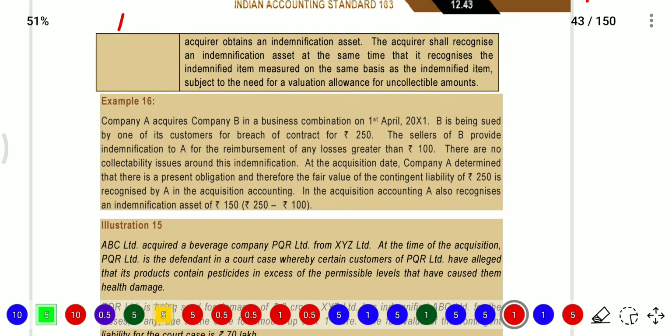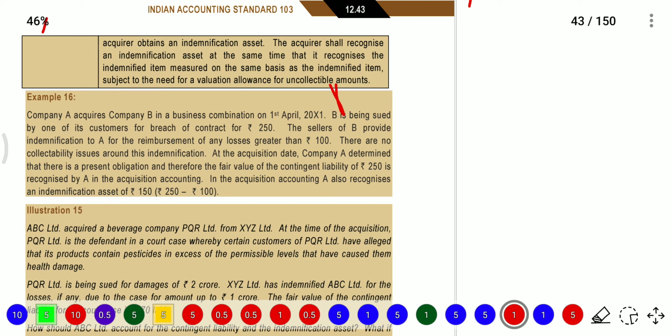Now example number 16, they provided one example. In example number 16 they are explaining about company A and company B. Company A acquired company B in a business combination on 1st April 2001, meaning 1st April 2001 became the date of acquisition, and B is being sued by one of its customers for breach of contract for 250.